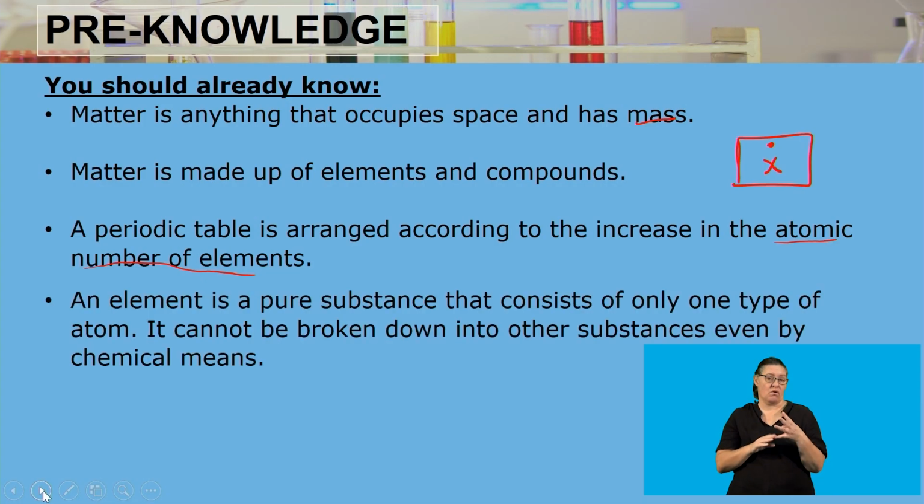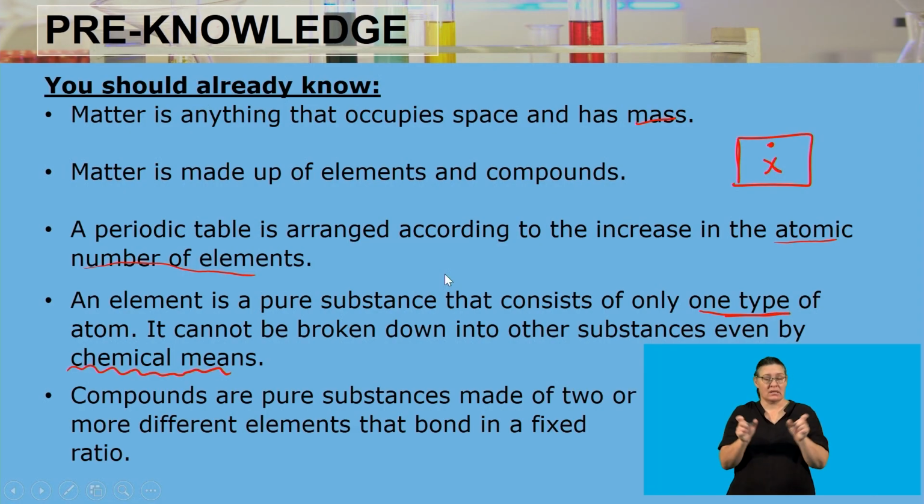Number four, an element is a pure substance that consists of only one type of atom. And this type of atom cannot be broken down into other substances even if we are using chemicals. So even by chemical means we cannot break this element into other substances. And then lastly, compounds are pure substances made of two or more different elements that bond in a fixed ratio. So elements are made up of only one type of atom, whereas compounds are made up of two or more different elements that bond in a fixed ratio.